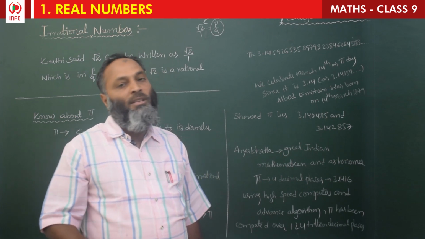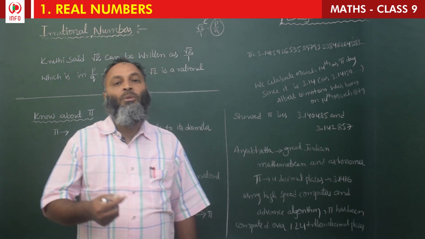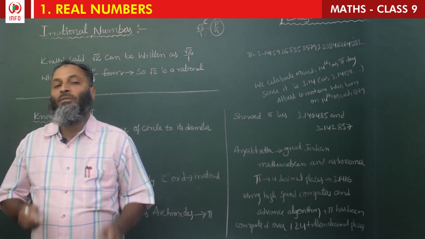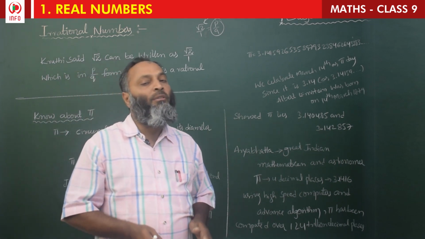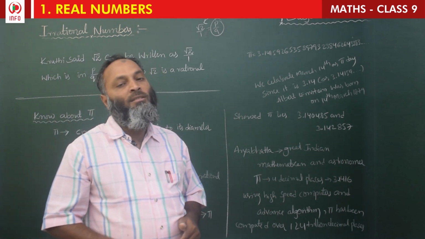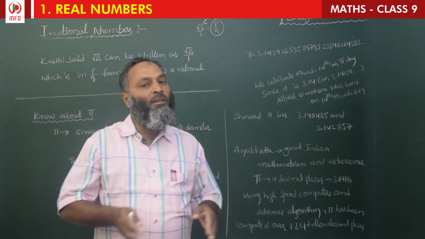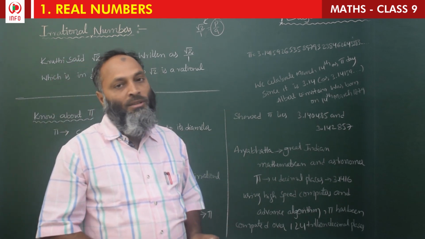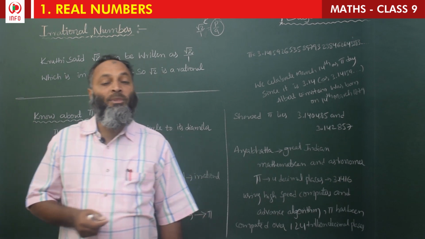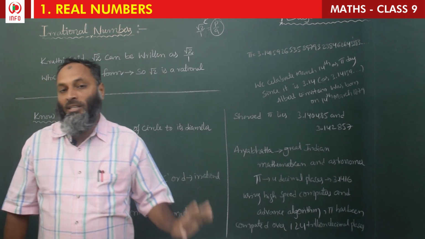Even if it is divided by 1, root 2 is not a perfect square root value. If we simplify, the decimal is neither terminating nor recurring. That is why it is an irrational number only, not a rational number.